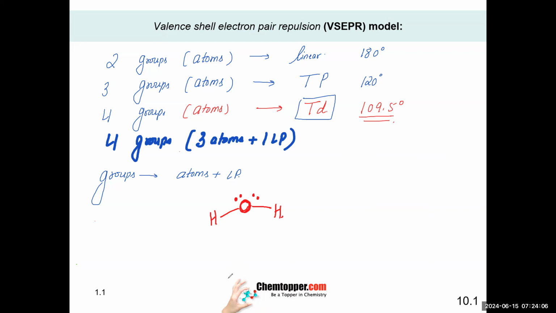Okay, good. Now count the total groups on the oxygen. I'm not going to write anything on the whiteboard. I want to see whether you have understood. 4. Okay. 4 means what kind of electronic geometry? Tetrahedral. Make it tetrahedral, like this. Put 2 lone pairs on 2 corners.